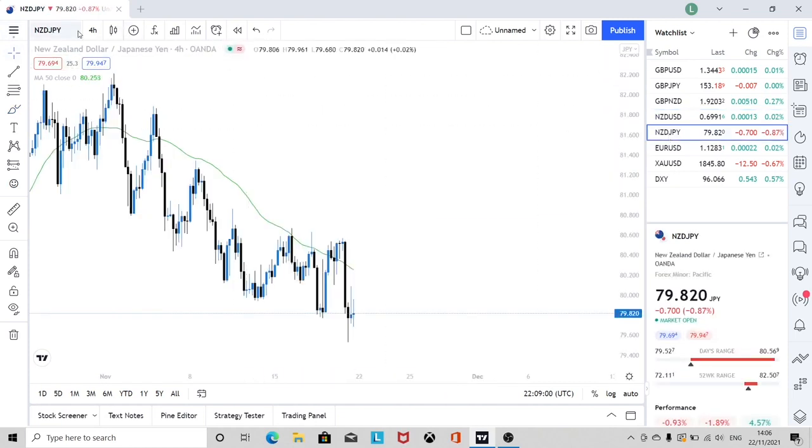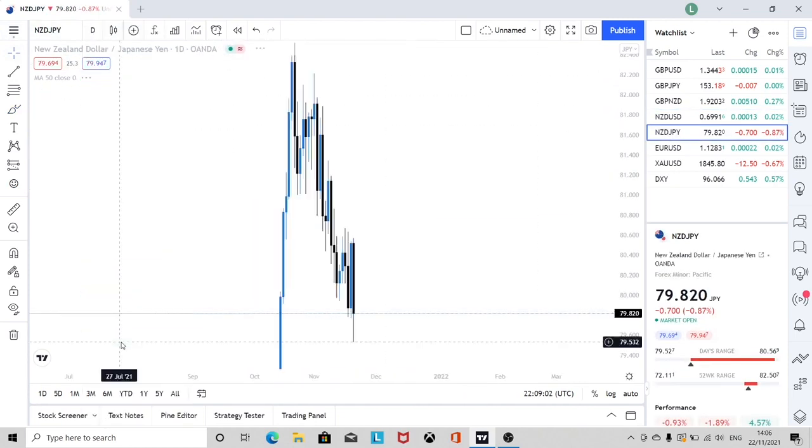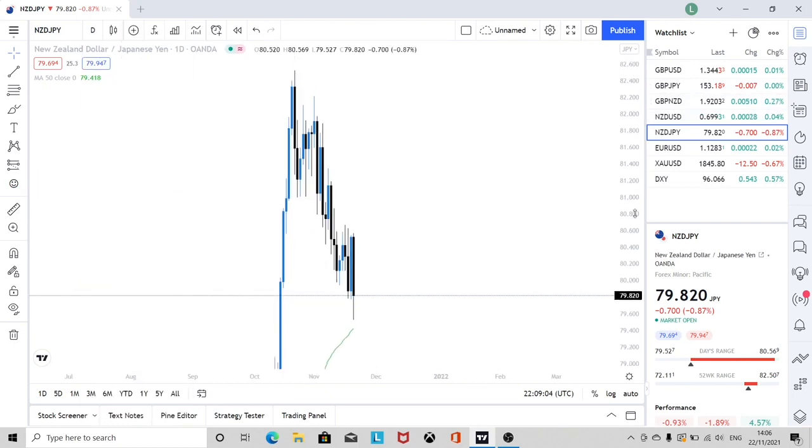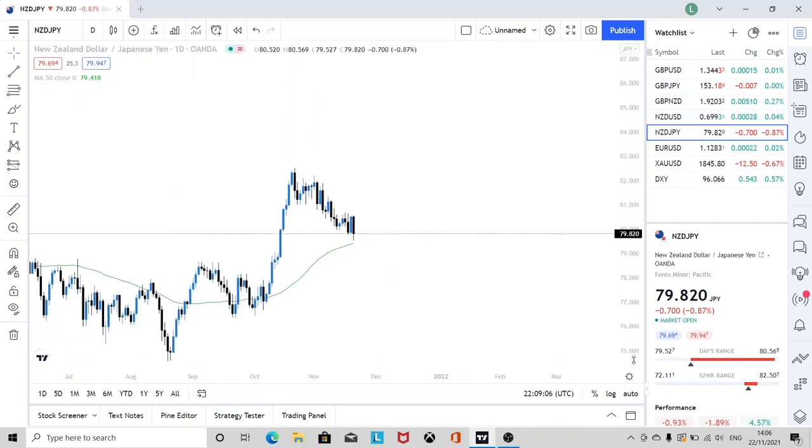NZD JPY, go on to the daily once again. Because I trade intraday, there's really, in my opinion, not any point whatsoever in going to the weekly or even the monthly, because I don't need to know that level of information. The most I'm going to be in a trade is a week tops. So maybe you want to go to the weekly. It's once again completely up to you.